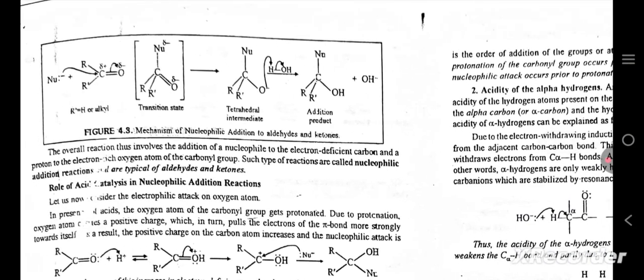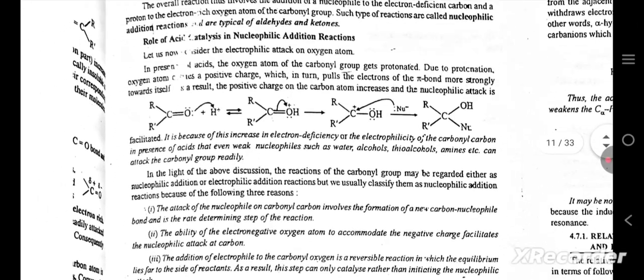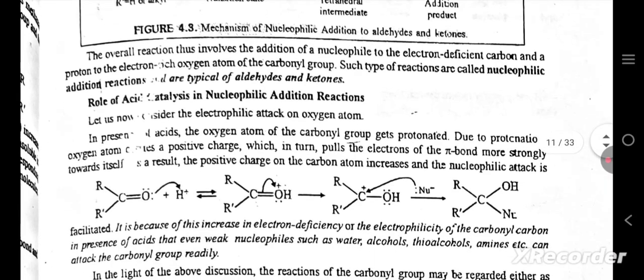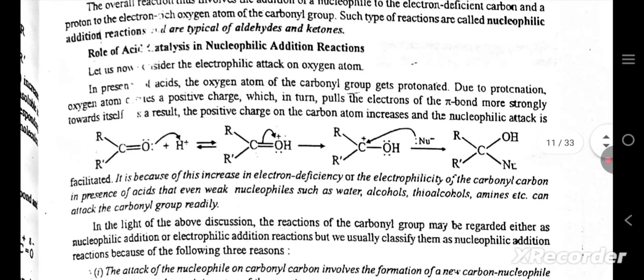As the nucleophile attacks the carbon atom of the carbonyl group, the hybridization of carbon changes from sp2 to sp3 and a new bond is formed between the carbon atom and the nucleophile. The pi electrons of the C=O are completely transferred to the oxygen atom, giving a tetrahedral intermediate, which subsequently picks up a proton either from the solvent or from the reagent to give the addition product. The overall reaction thus involves the addition of a nucleophile to the electron-deficient carbon and a proton to the electron-rich oxygen atom of the carbonyl group. Such reactions are called nucleophilic addition reactions and are typical of aldehydes and ketones.